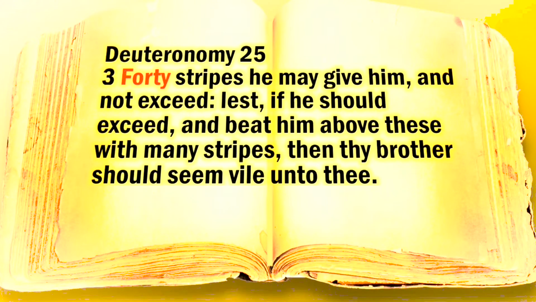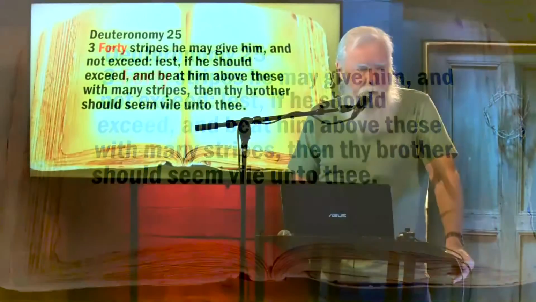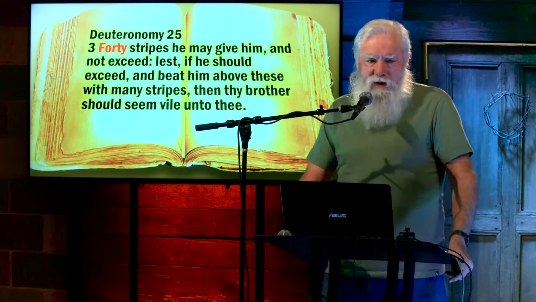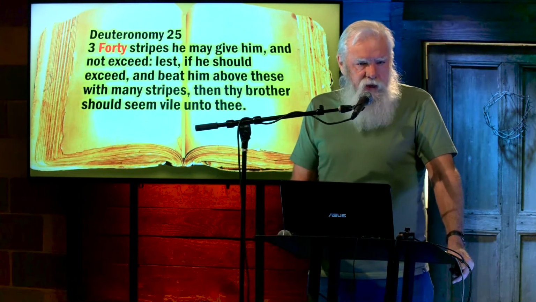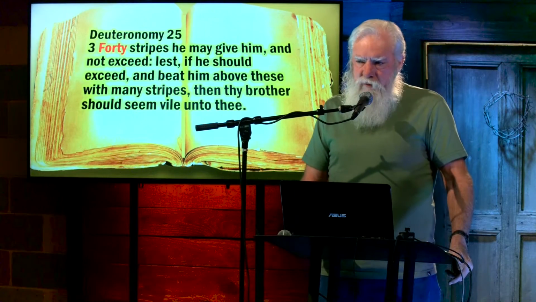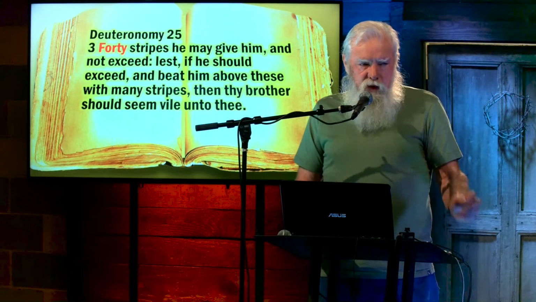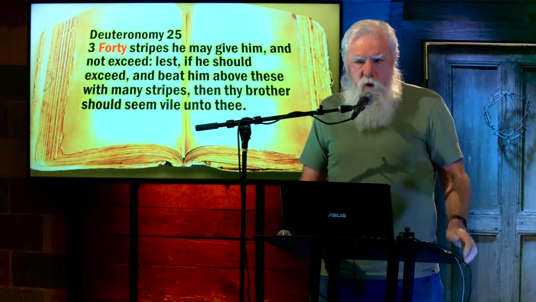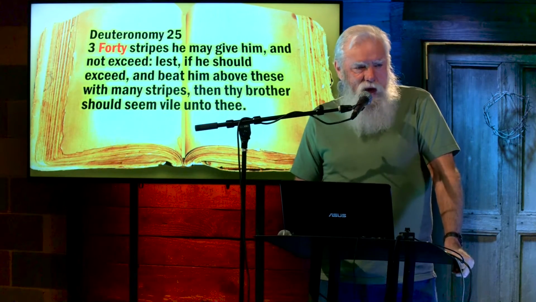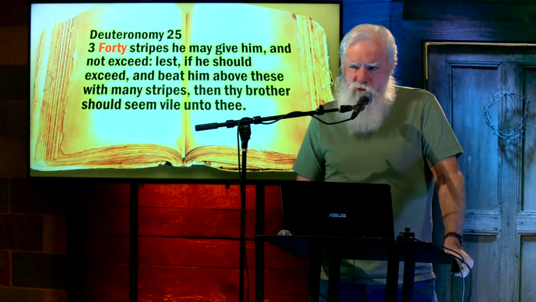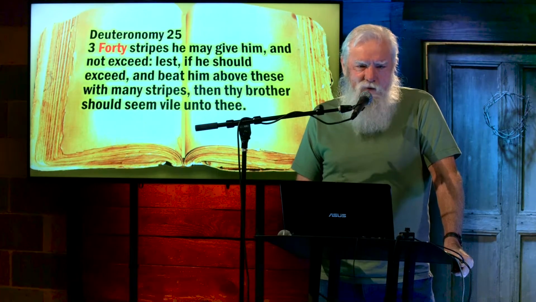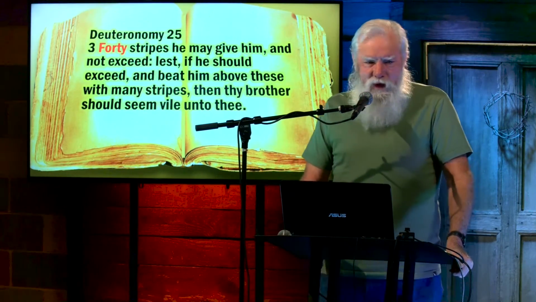40 stripes he may give him and not exceed, lest if he should exceed, beat him above these with many stripes, then thy brother should seem vile unto thee. This is when Moses was giving from God the words God gave to him. He was imparting to Israel that in a court situation where a man did something worthy of punishment, he was not to be beaten with more than 40 stripes, because 40 was the point at which more than that, everybody would say this is just cruel and unusual punishment. I would think 4 or 5 would be pretty cruel, but 40 was the maximum.